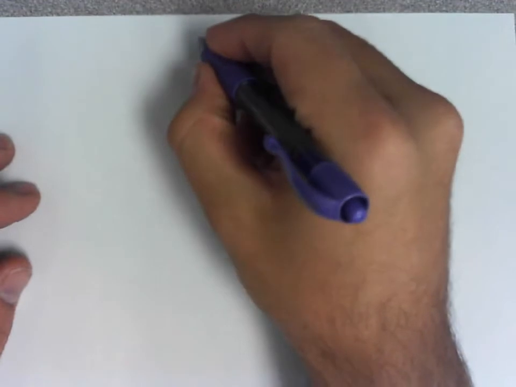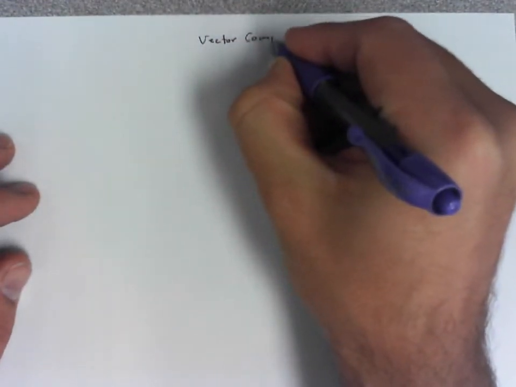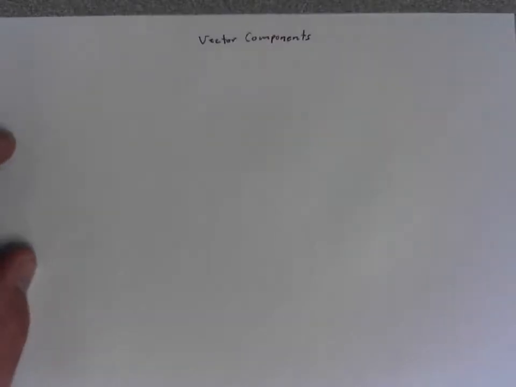All right, I'd like to go over what I call vector components. This is something common. Write that out. This is something common that we're going to go over in class, and it's something that really frustrates students. A vector component's really a simple concept. Let's do an example.